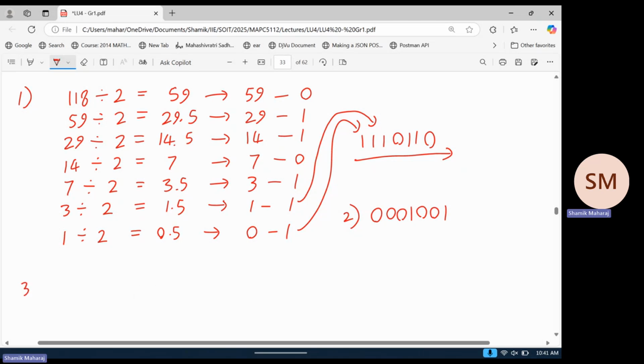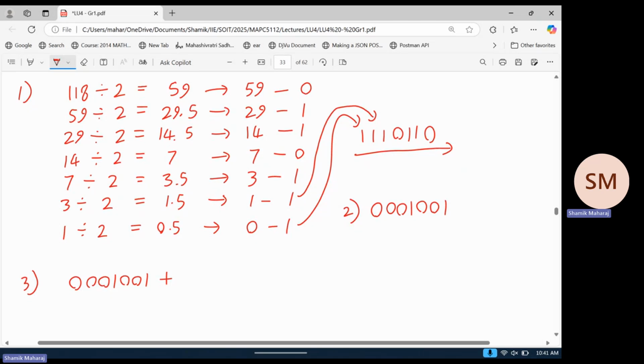So I'll write it down here. Step 3 is 0, 0, 0, 1, 0, 0, 1 plus a binary 1. A binary 1 is just going to be 1 with an appropriate number of zeros in front until we have the same number of binary bits that we have here. So let's see how many we have. 1, 2, 3, 4, 5, 6, 7. There's 7 in total, so I'll write it like this: 6 zeros with a 1. So it's the same number of bits that we're dealing with.